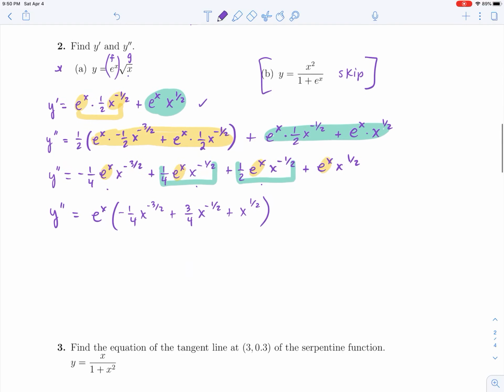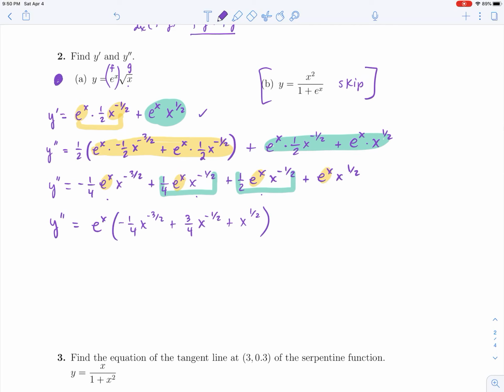And then if we want to follow suit here, our original had square root of x in it, so we'll go ahead and write those up like that. So e to the x times, I'm going to write this as negative 1/4 square root x cubed, or you could write x root x if you prefer, plus 3/4 square root x plus square root x. And there are different variations of that which would be acceptable, but that by itself is acceptable.